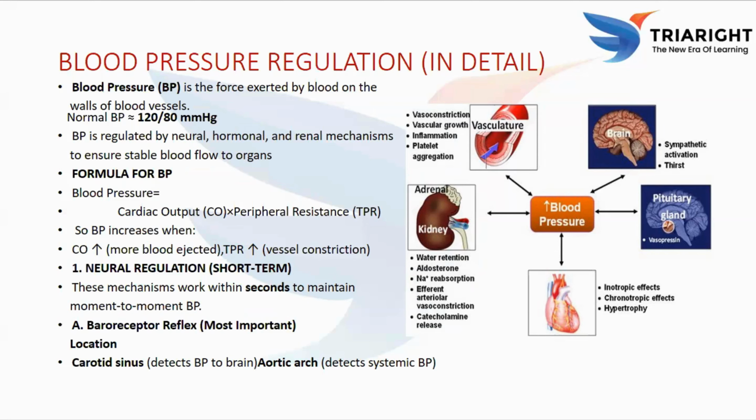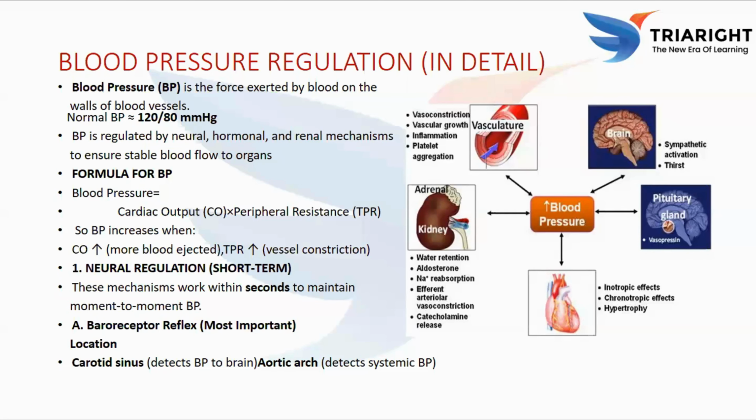So what do you mean by the baroreceptor reflex? It is located at the carotid sinus and also at the aortic arch. So how does this work? When blood pressure rises, these baroreceptors send signals to the brain. After detecting the signals, the brain reduces the heart rate and vessel constriction, and then the blood pressure decreases. Whenever the blood pressure decreases, the brain increases the heart rate and constricts the vessels, and the blood pressure increases. So this happens instantly, helping you to stand up quickly without fainting.